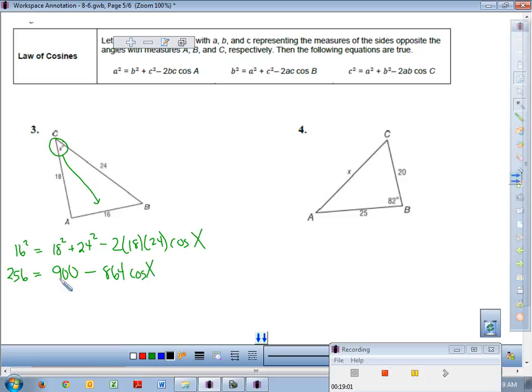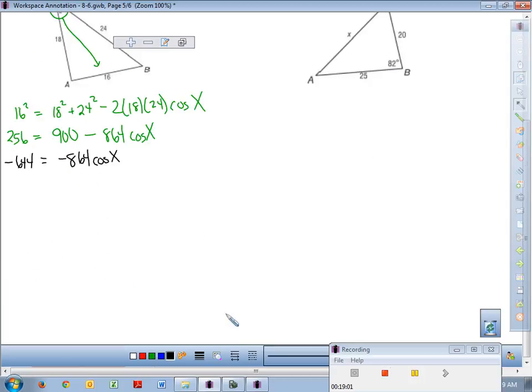Now our next move is to subtract 900 from both sides. Right, we're trying to get this term all by itself, so subtract 900, and then finally we will divide both sides by negative 864, and we'll have a negative divided by a negative again, so that will turn out positive. So I'll have 644 over 864 equals the cosine of x. And then finally, that cosine of x is all by itself.